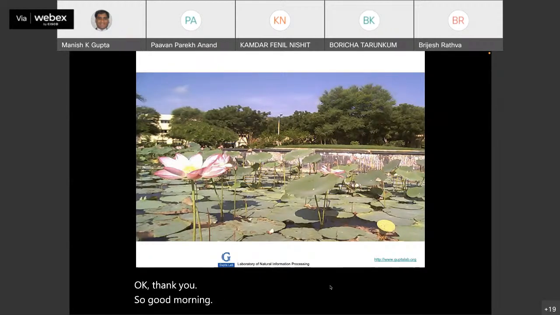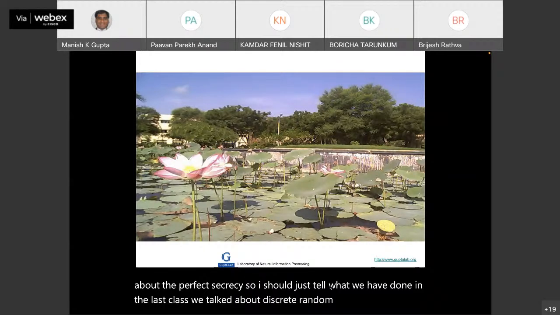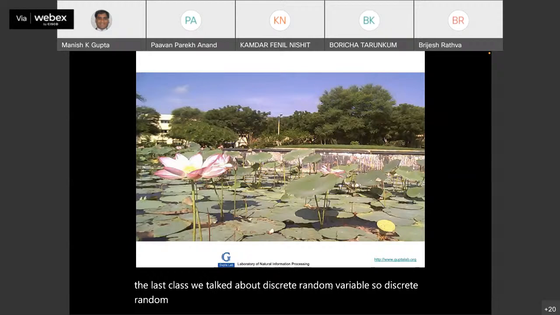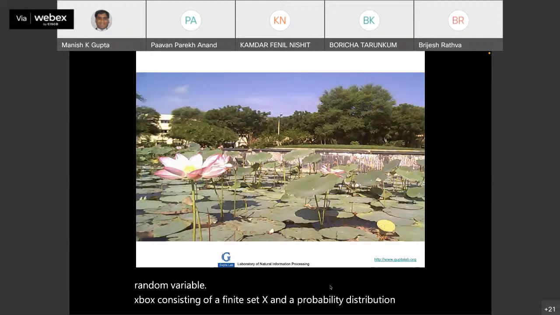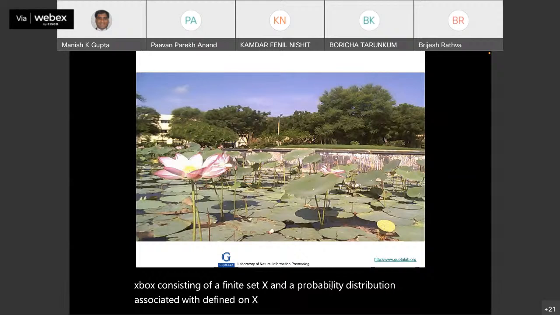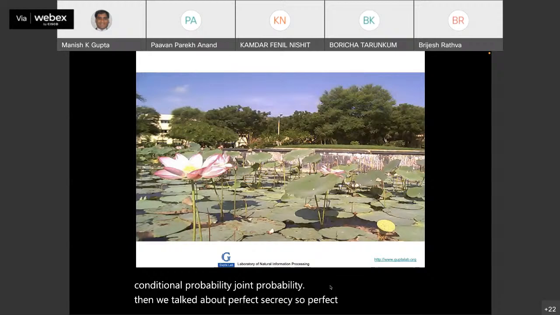So good morning. Today we are going to look at perfect secrecy. I should just tell what we have done in the last class. We talked about discrete random variable. A discrete random variable X consists of a finite set X and a probability distribution defined on X. Then we talked about conditional probability, joint probability, and then perfect secrecy.